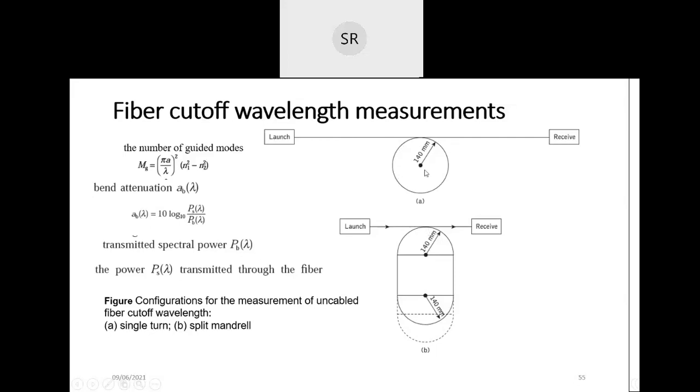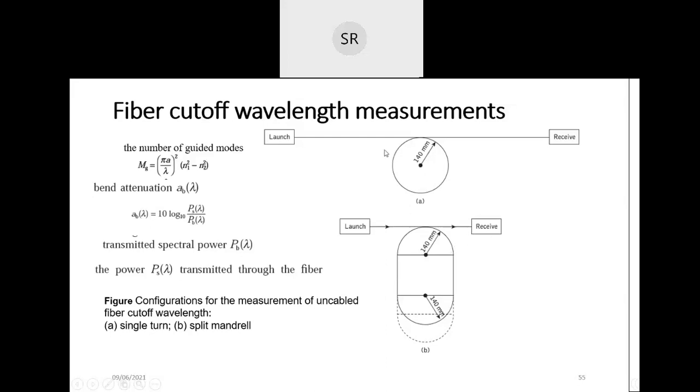Here, instead of a single turn, the fiber has a radius here. It is a case we can call a split mandrel case, and then your fiber will be received. The length of the fiber in the two cases is the same, but here it is taking a single turn, so it has two turns. Likewise, instead of saying a single turn, this is about a technique, a split mandrel technique, and the same length of the fiber is used.